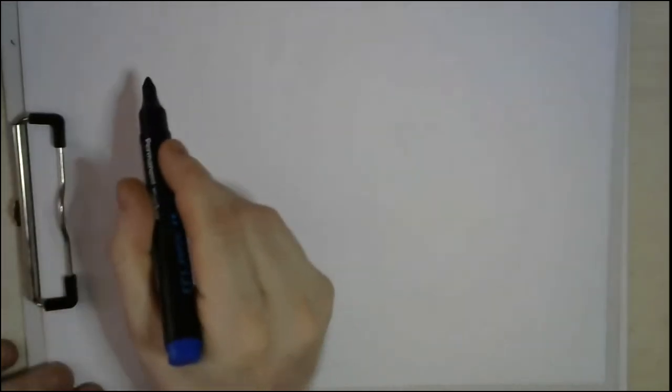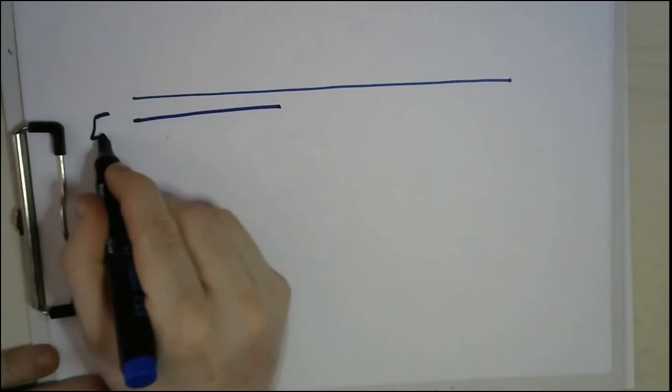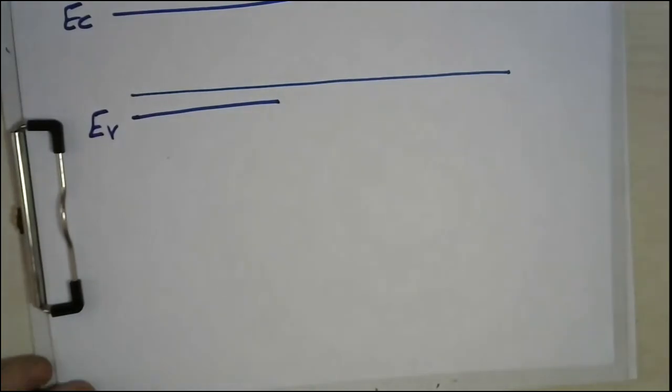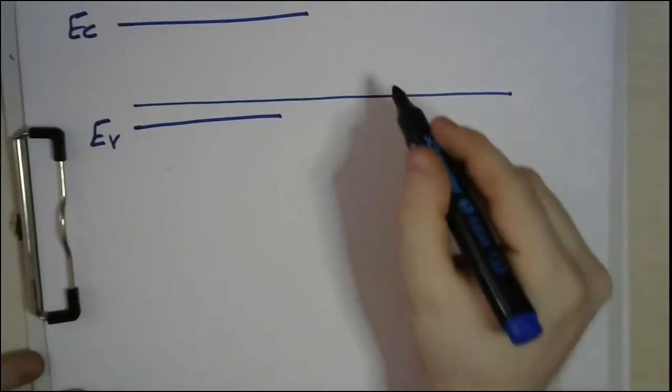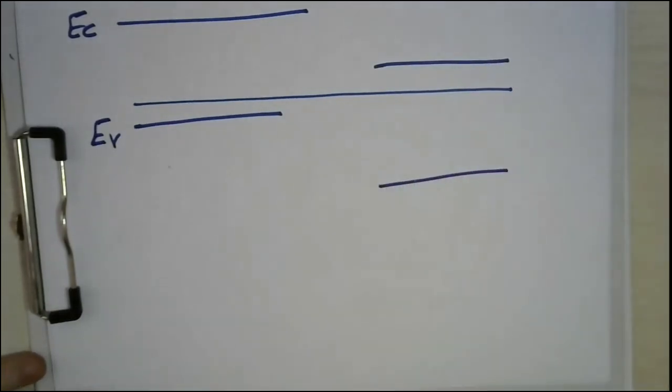Okay, so now let me first start with you the thermodynamic energy band diagram for a PN junction. If you remember, we have a horizontal line to represent the Fermi level. Then we have a p-type material. So now this is EV and this is EC. And we have correspondingly an n-type region like this.